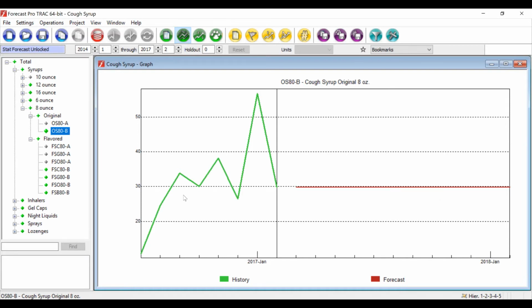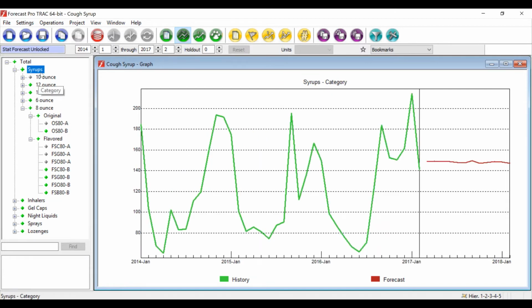When you have a short data history like what we have here, you're really limited in terms of what models can be considered. You might be able to do a moving average or exponential smoothing model, but you cannot capture the seasonality. So that is going to be a problem.